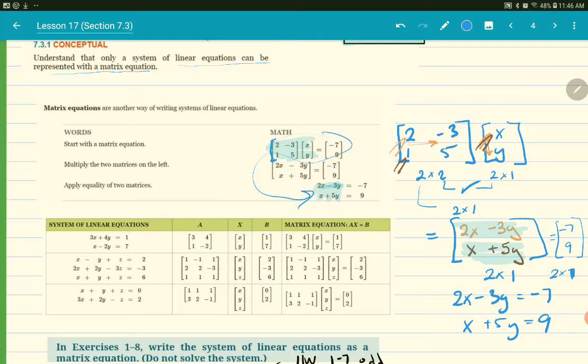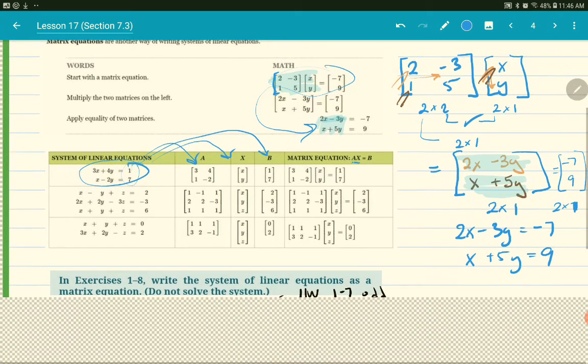And we can go vice versa. Say we're given a system of equations, then we can take our coefficients and put them into a coefficient matrix. Our variables go into a variable matrix, and the constants go into a constant matrix. And then I end up getting a matrix equation: a matrix A times the variables x equals B.